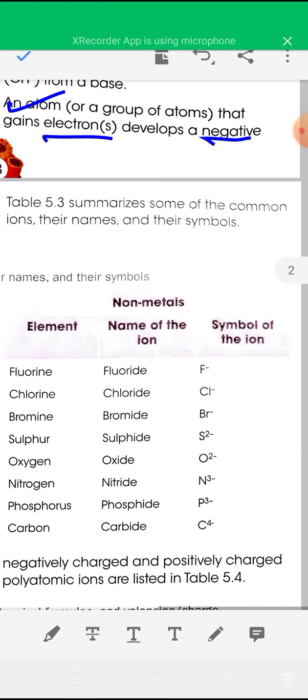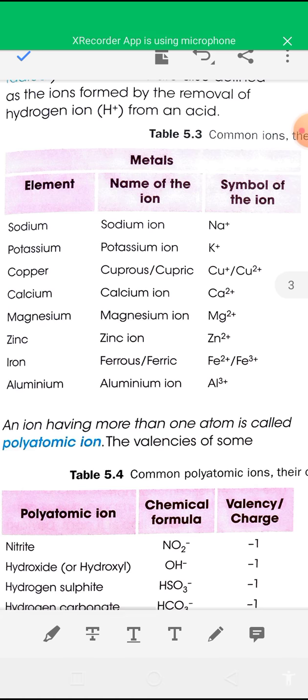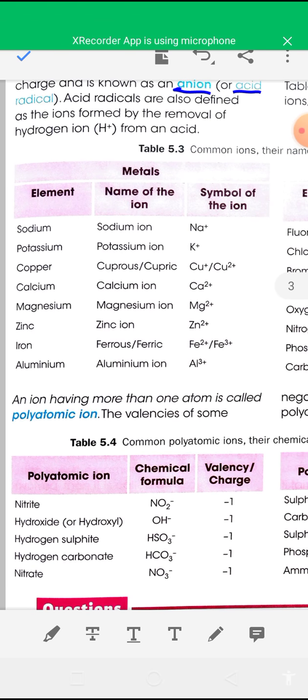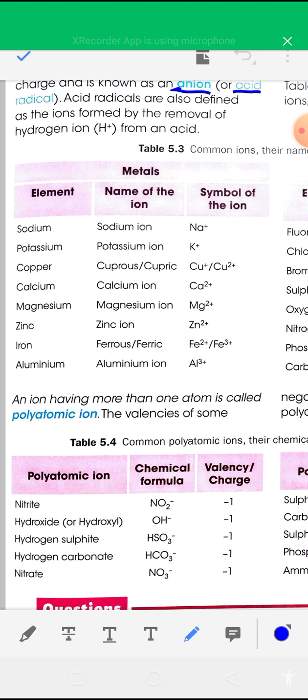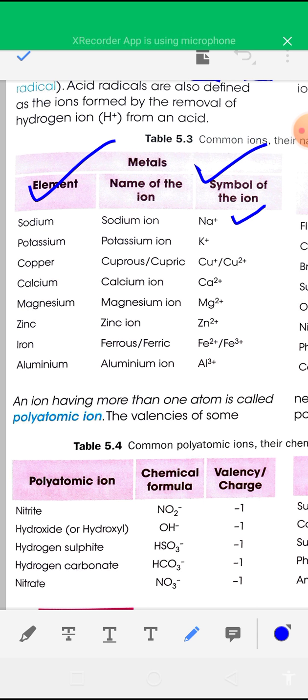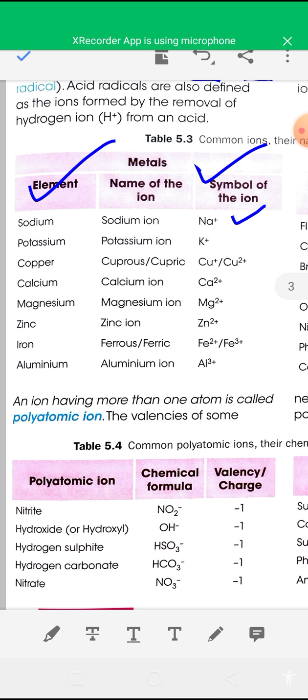Remember this. So here some ions and radicals are given. You can see in the table. The first one is common ions. See the names of the elements and their ions, and the symbol of the ion. Sodium forms sodium ion, and the formula of sodium ion is always Na plus. Potassium forms potassium ion K plus. Copper has two ions, copper plus 1 and copper plus 2, that is cuprous and cupric. Calcium always forms calcium 2 plus ion. Magnesium always forms magnesium 2 plus ion. Fe has two ions, Fe2 plus and Fe3 plus, and aluminum forms aluminum 3 plus.